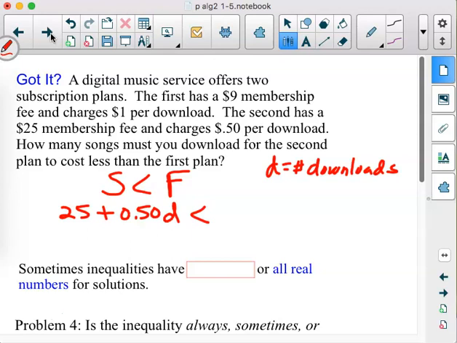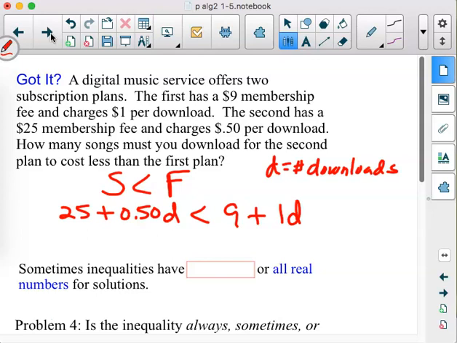First one, you pay what, no matter what? 9 smackers membership fee. Well, that's cheaper. Well, and then you get to this part. How much per download? $1. So I'm going to put the 1D so I don't lose anybody when they're looking at this later. So we need to solve this.